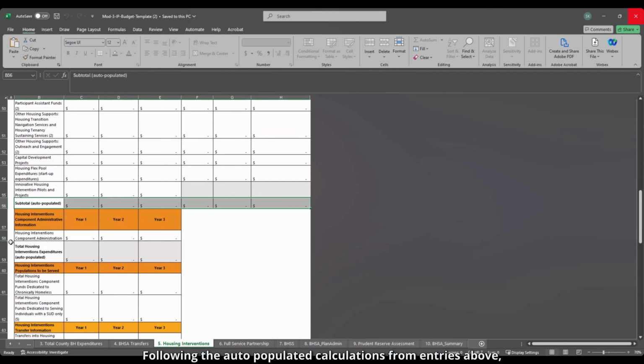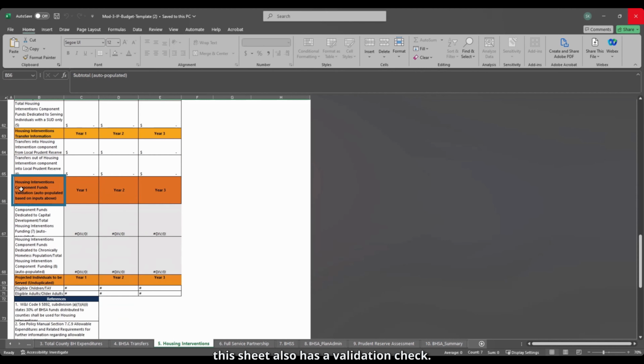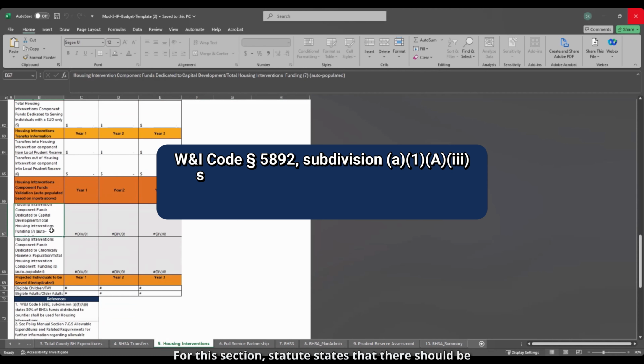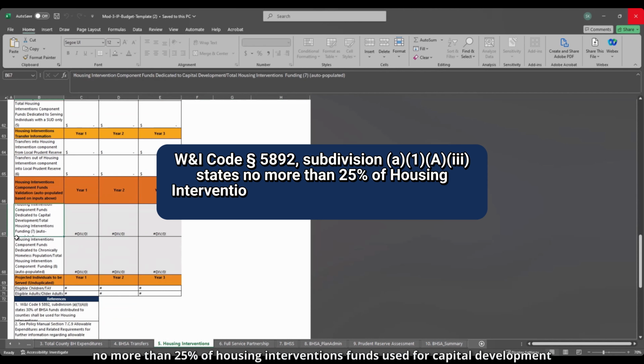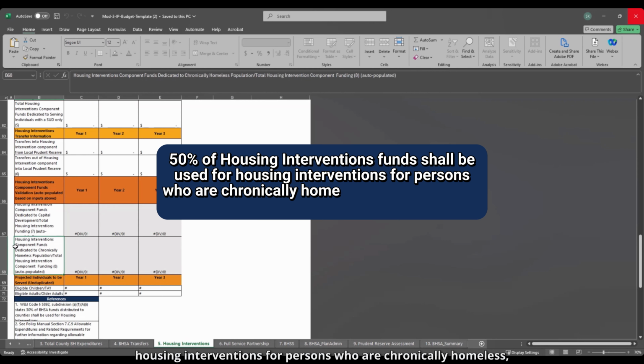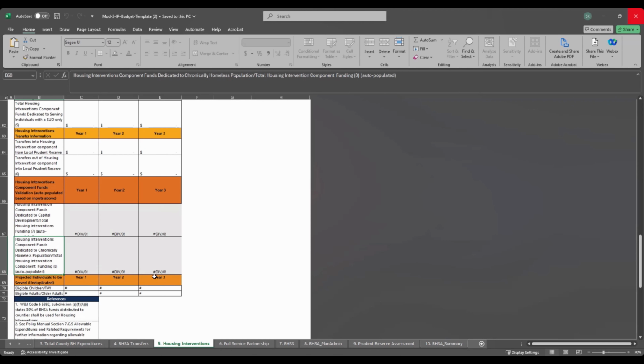Following the auto-populated calculations from entries above, this sheet also has a validation check. For this section, statute states that there should be no more than 25% of housing interventions funds used for capital development, and requires that 50% of housing interventions funds shall be used for housing interventions for persons who are chronically homeless, with a focus on those in encampments. Let's take a look and observe how the validation checks will operate.